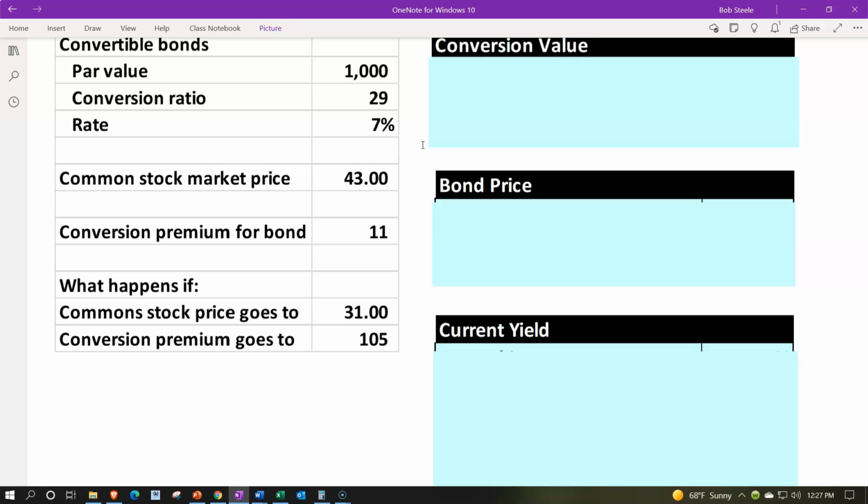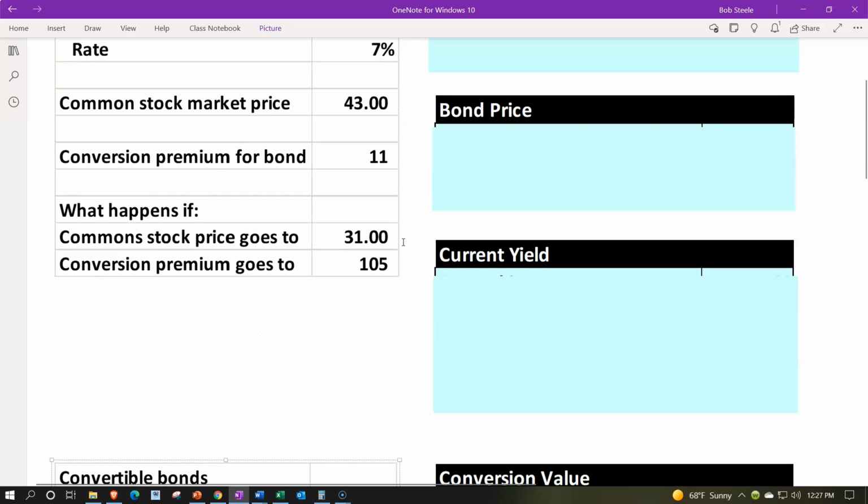The conversion premium for the bond is $11. That's the conversion premium, the amount over the valuation of the stock. If we were to assume the conversion takes place and value the stock, the difference between the price of the bonds and the stock price, if converted, is the conversion premium for the bond of 11. And the what-if scenario is then going to be the common stock price goes to $31 and the conversion premium goes to $105.